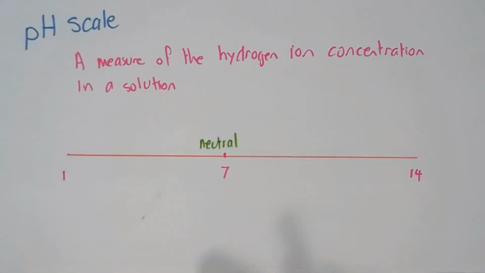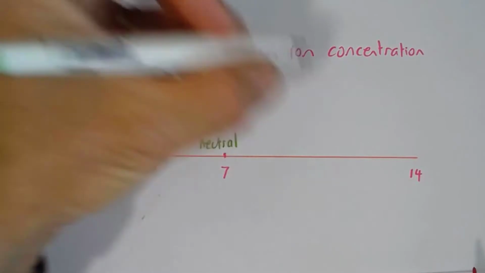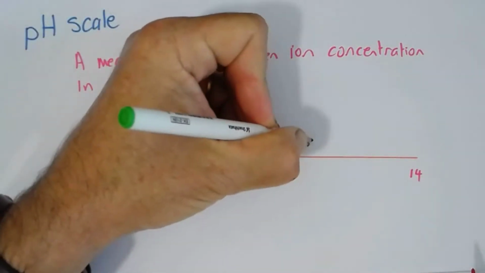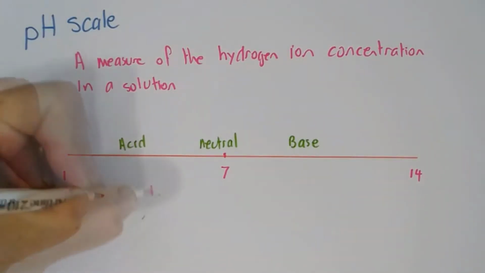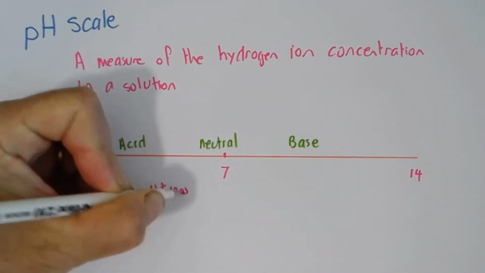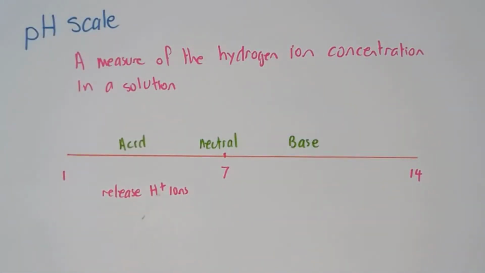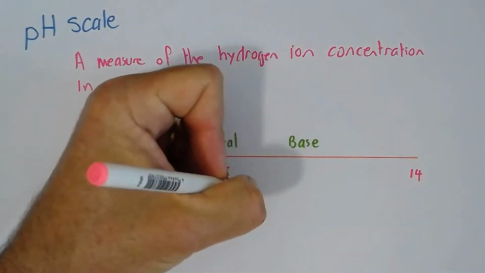Between 1 and 7 is the acidic range, or acid, and between 7 and 14 is the basic range, or the alkaline. So acids release hydrogen ions into solution, H+ ions, and that's what defines an acid. Put an acid into an aqueous solution and it releases hydrogen ions, whereas bases release hydroxide ions.